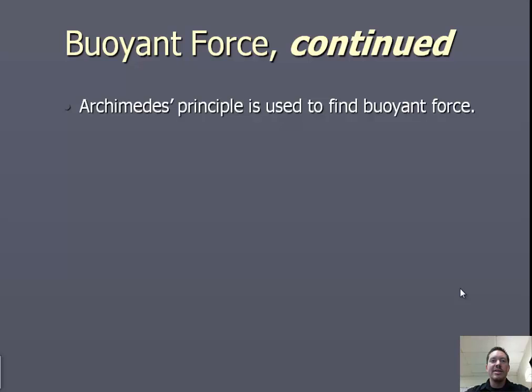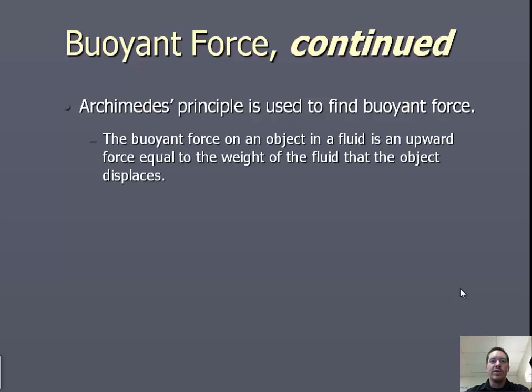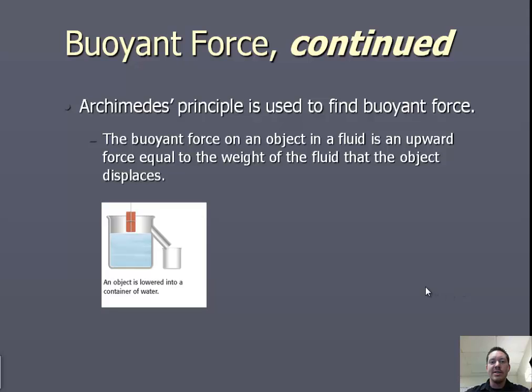So Archimedes came up with this principle that we use to find buoyant force. The buoyant force on an object in a fluid is the upward force equal to the weight of the fluid that the object displaces. So if we've got this container that has this little spout on the side, we fill the water level up just below that spout so that there's no water escaping at that point in time. But as soon as we put anything in it, that water is going to be displaced out of that container. So we're lowering this object into this container of water.